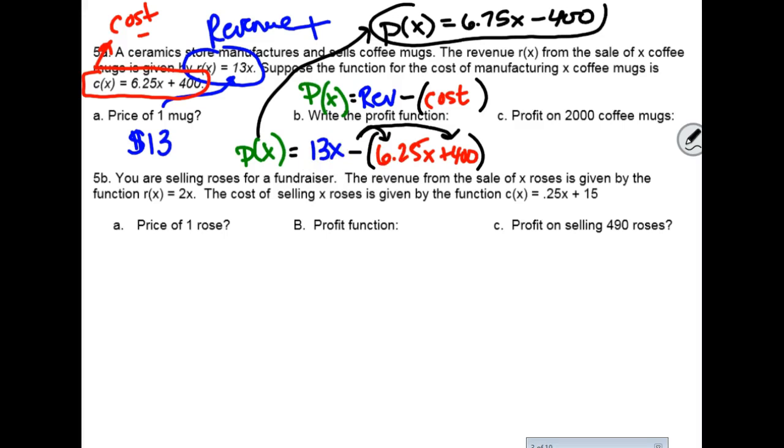All right, so now you're going to use that profit function, and you're going to figure out the profit if you make and sell 2,000 coffee mugs. So plug in x equals 2,000 into your profit function right there. And when I did this, I got 13,100. That's not 100. Okay. One more time. There we go. 13,100. There we go. Okay.